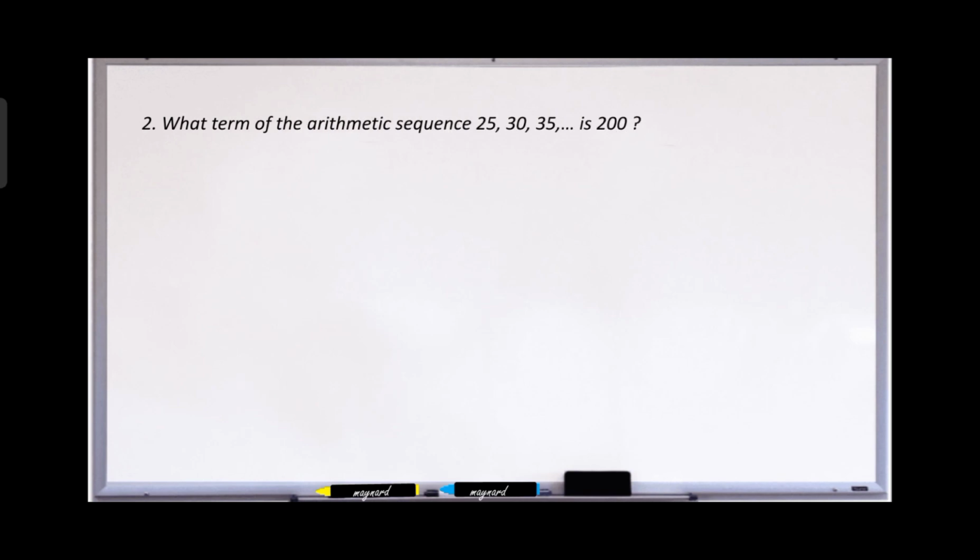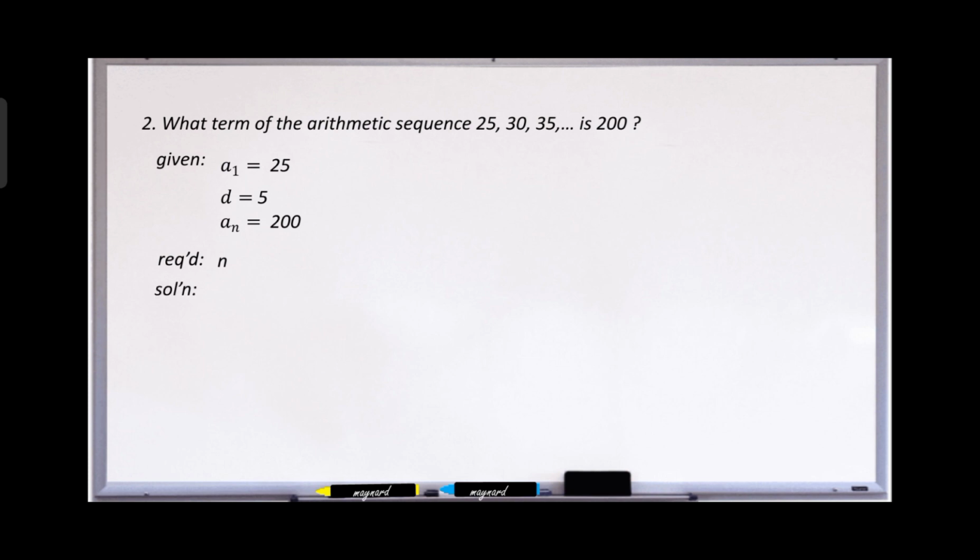Example number 2, what term of the arithmetic sequence 25, 30, 35 is 200? Okay, so in this problem, what is being asked is which term is 200 in the given sequence. So, let's write the given. Our first term, or a sub 1, is equal to 25. The common difference of each term is 5. So, our a sub n, or the nth term, is 200. So, what we are looking for here is n, that is, which term number 200 is in that sequence.